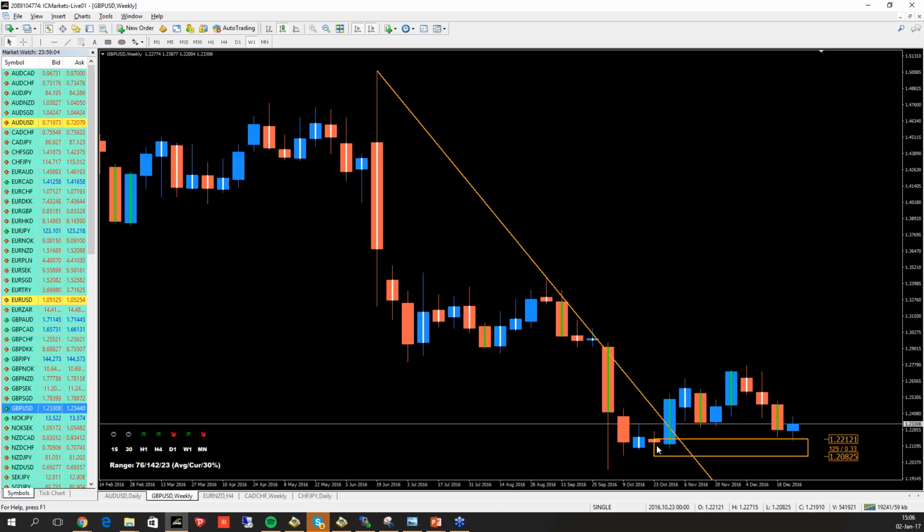But you don't have to take that one, because we're on the weekly chart. Nothing is certain, and we don't even know if price is going to continue moving higher or if it's going to have another attempt at moving into this area of demand.